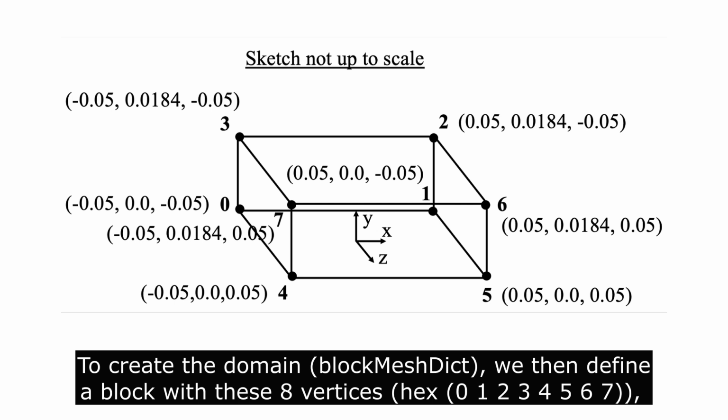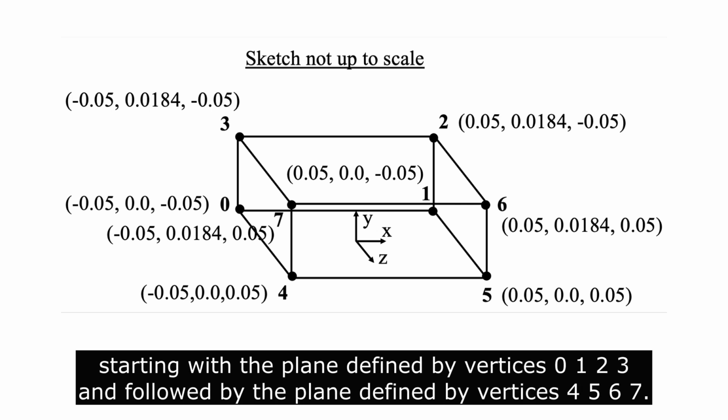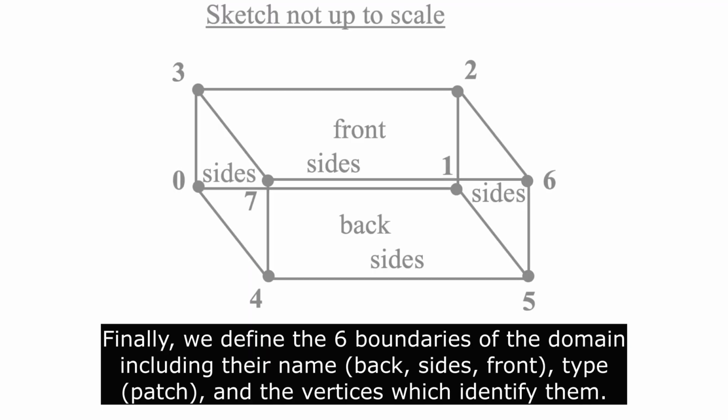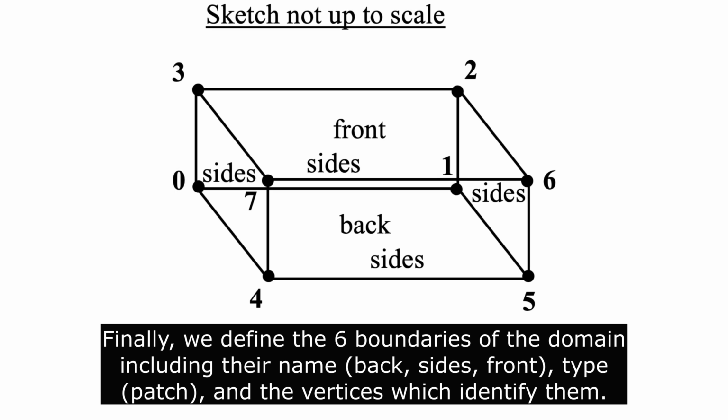To create the domain, see the BlockMeshDict file, we then define a block with these 8 vertices, starting with the plane defined by vertices 0, 1, 2, 3, and followed by the plane defined by vertices 4, 5, 6, 7. We consider an unstretched mesh with 50 cells in 2 directions and 10 cells along the height. Finally, we define the 6 boundaries of the domain, including their name, that is back, sides, front, type, that is patch, and the vertices which identify them.